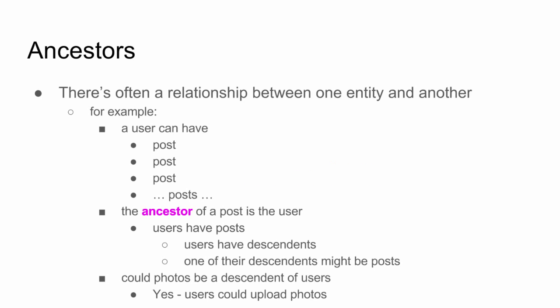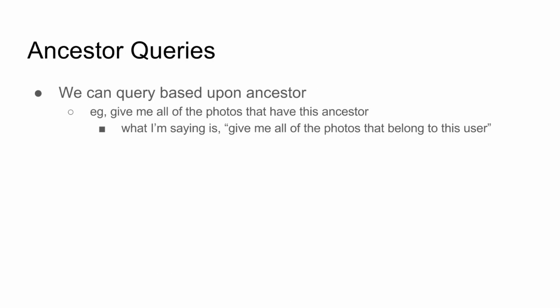So how do the ancestors work? There's often a relationship between one entity and another. For example, a user can have posts. The ancestor of a post is the user, right? Users have descendants. One of their descendants might be posts. Could photos be a descendant of users? A user could have photos and that would be one of their descendants. So ancestor queries, we can query based upon ancestor. Give me all the photos that have this ancestor, right? What I'm saying is give me all the photos that belong to this user.